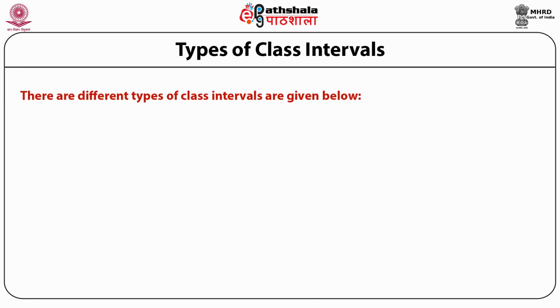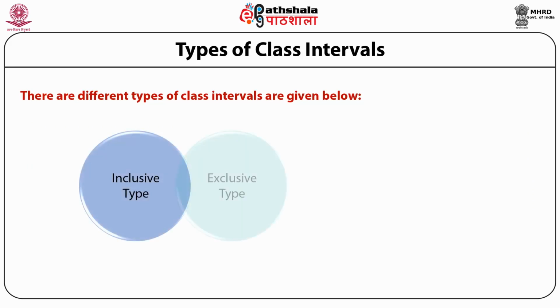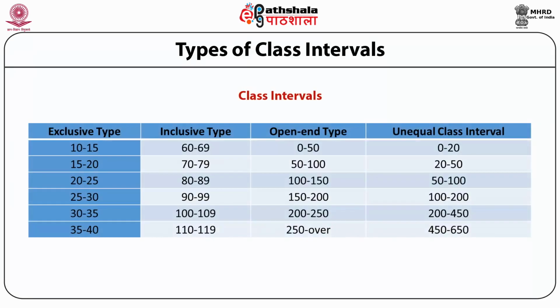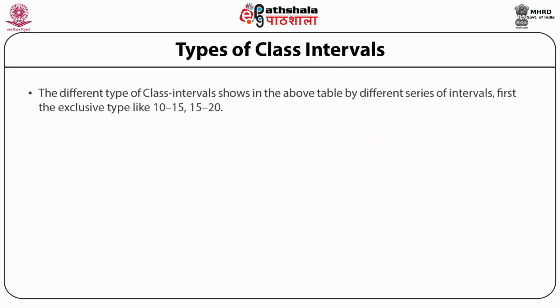Now the types of class interval. There are different types of class intervals which are given below. Number 1, inclusive type. Number 2, exclusive type. Number 3, open-end type. And number 4, unequal class interval. So these 4 types are given in this table. The different types of class intervals are shown in the above table by different series of intervals.